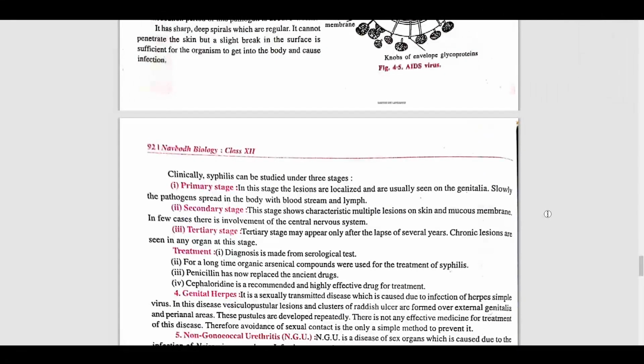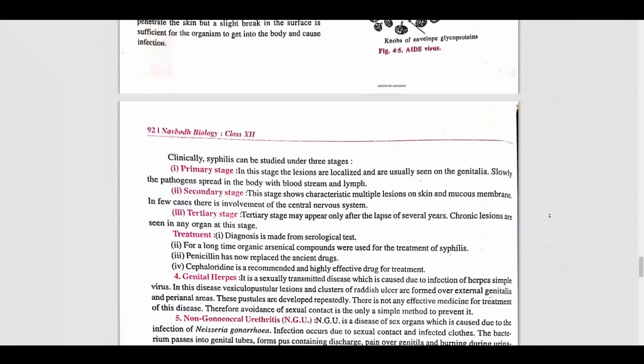Now we'll talk about infertility. What is infertility?